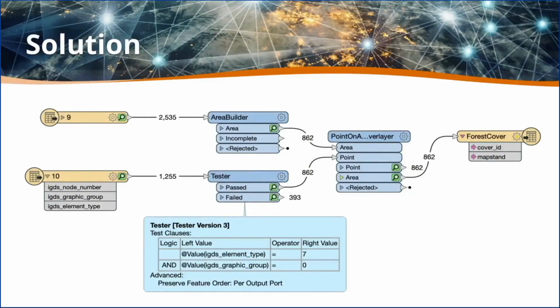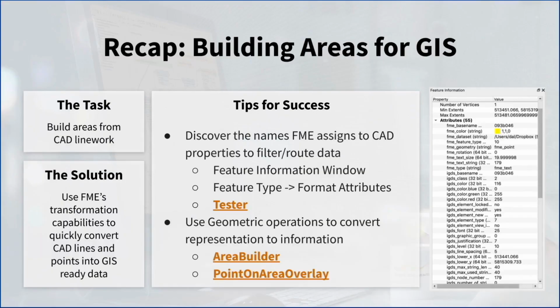So again, the solution was to read the DGN file. I exposed or made available the node number, graphic group, and element type. I ran them through the tester to pick out the ones I wanted. I used the area builder to build my lines. I connected or spatially joined the points on the areas, and I output it to a shapefile for use in GIS. And so the recap, again, you know the task, and we saw the solution, the tips.